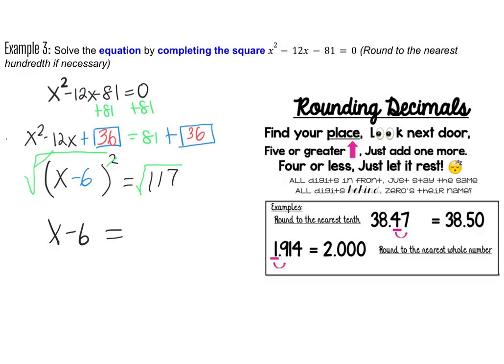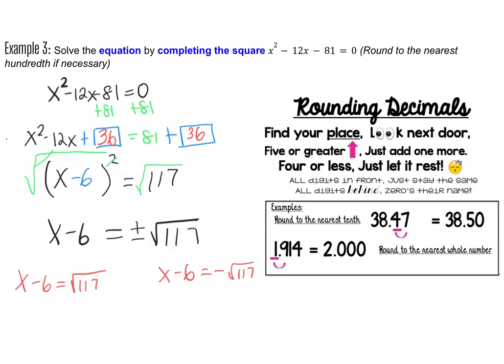I'm going to keep the square root of 117 as a radical, meaning I'm not going to get the actual number that it can simplify into. But I am going to remember that I have a plus and a minus. The reason I want to do this is so that I know exactly what numbers I'm going to type into my calculator to get the most exact answer for my rounding. So now I'm going to set up my two equations. I have my first one where x minus 6 equals the positive square root of 117. The second is x minus 6 equals the negative square root of 117.